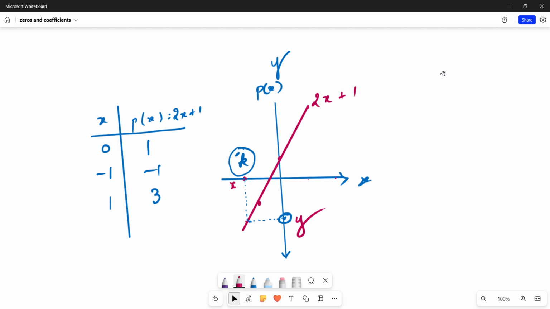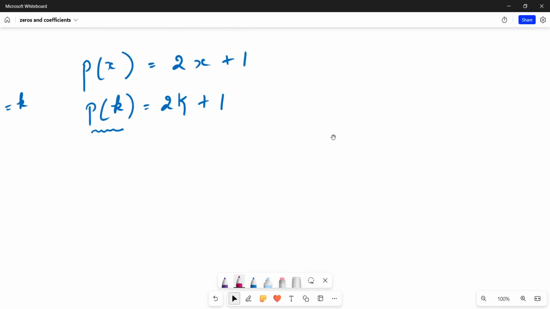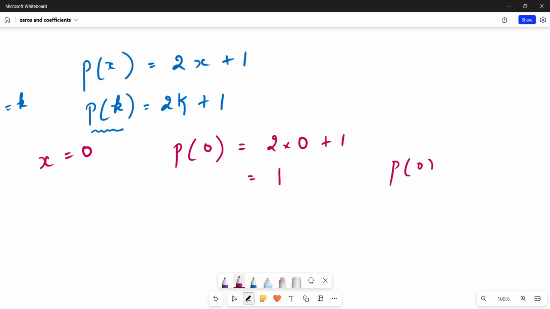But let's try to do it algebraically. P of k is equal to 2k plus 1. To understand this better, let's see what is the value at x is equal to 0. It's nothing but p of 0 is equal to 2 multiplied by 0 plus 1, which is equal to 1. So p of 0 is 1. P of 0 is not 0. P of 0 is 1.